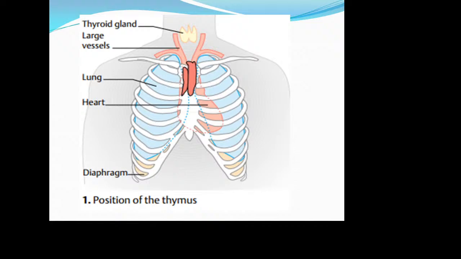Where is the thymus located? Look here. The thymus is located in the upper front part of the chest, behind the sternum, and between the lungs. In the upper front part of the chest, behind the sternum, between the lungs.